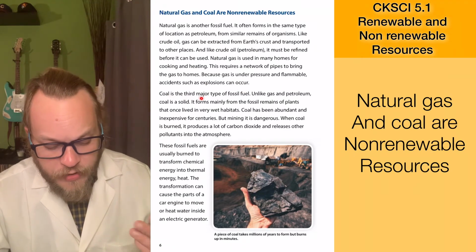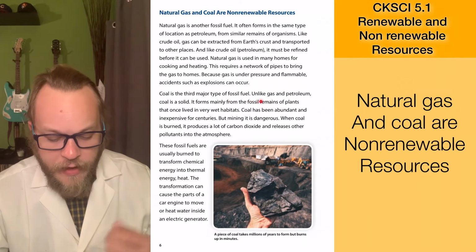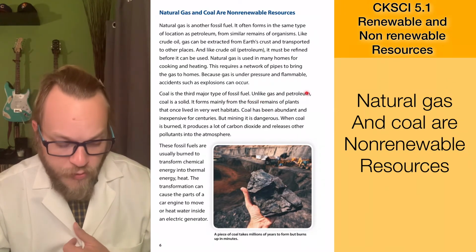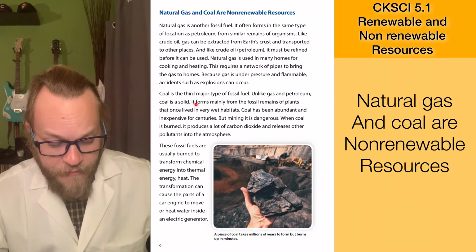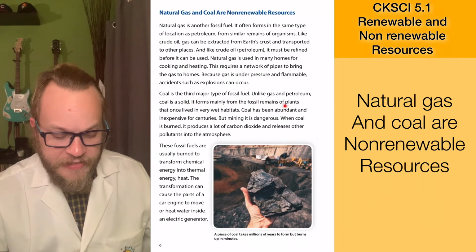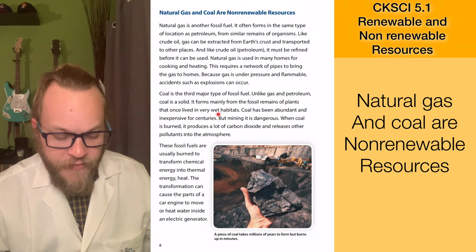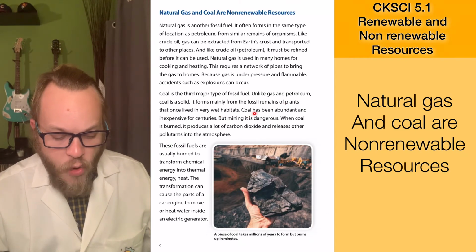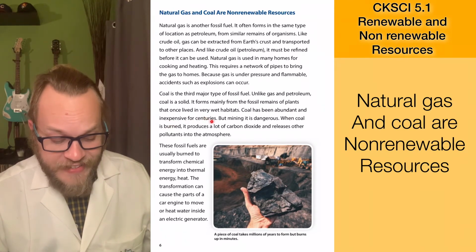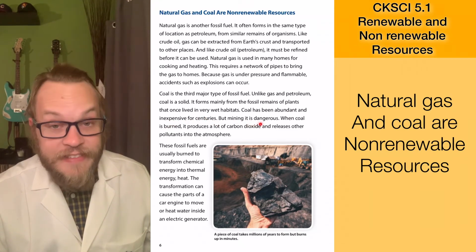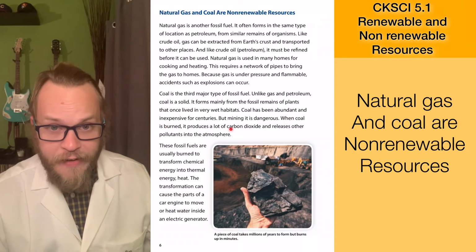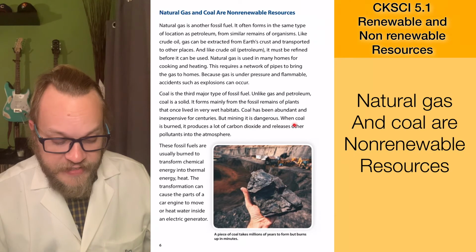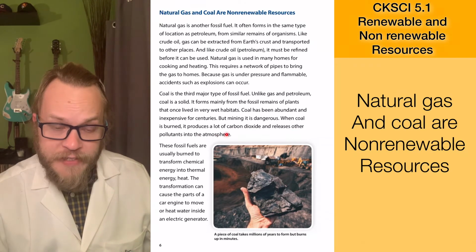Coal is the third major type of fossil fuel, but unlike gas and petroleum, coal is a solid, not a liquid. It forms mainly from the fossil remains of plants that once lived in a very wet habitat. Coal has been abundant and inexpensive for centuries, but mining it is very dangerous. When coal is burned, it produces a lot of carbon dioxide and releases other pollutants into the atmosphere.